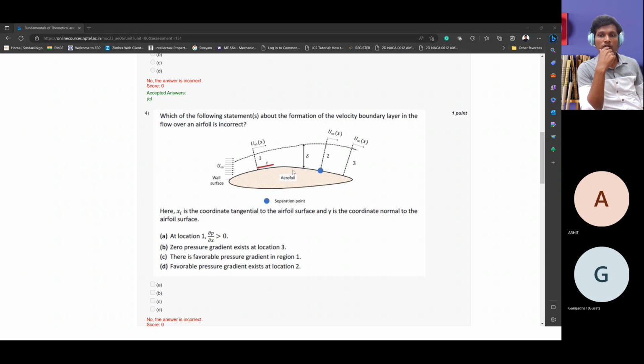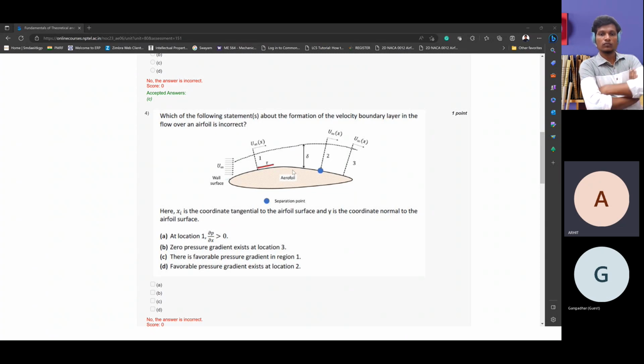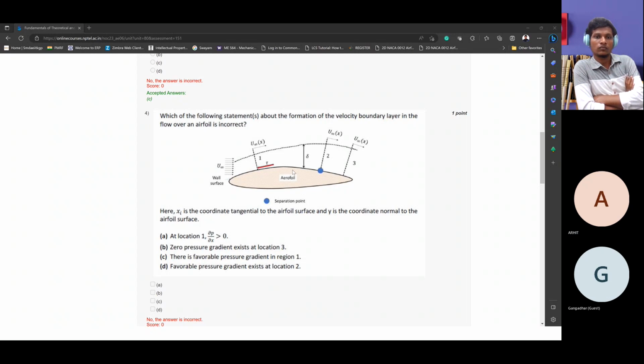Dou p by dou x should be less than 0, right? If you are going along the surface. Yes, sir. So the first one, flow conditions for the flow, is incorrect. Yes, sir. First one is incorrect.